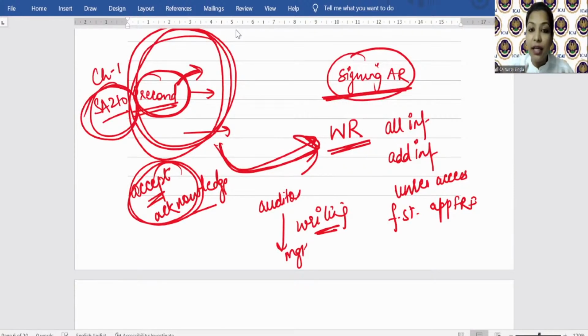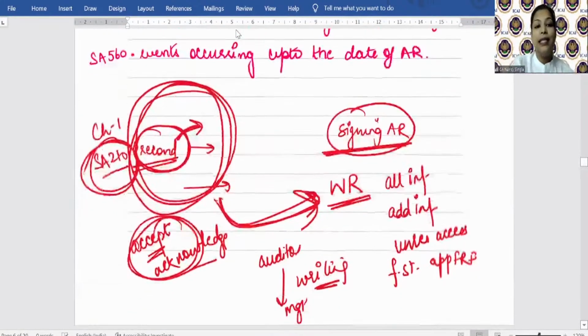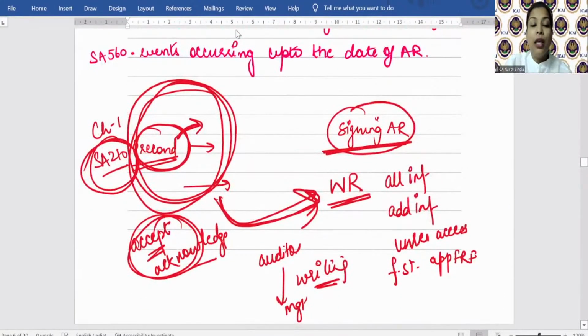is called what? Written representation. मैनेजमेंट कुछ बता रही है राइटिंग में, रिटन रिप्रेजेंटेशन। ठीक है। Also let's say that the auditor during the course of audit found that there are a number of related party transactions. So when the auditor is verifying such related party transactions, or let's say there are certain litigations that are going against the company.